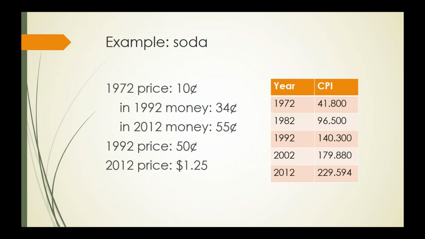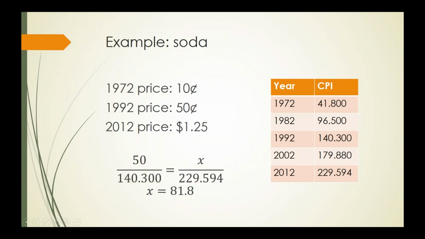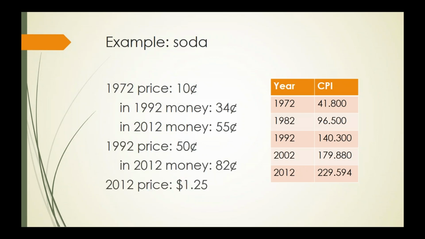Now, you may be tempted to guess that 2012 is higher than 1992 if you compare them, and you may be right, but this is a math class. You always need to back up your guesses with mathematical evidence. So to do this, we can directly compare the 1992 and the 2012 prices. So we take, for example, the 50 cents from 1992, convert it into 2012 dollars, and we get 81.8. So yes, the 1992 price is still, even adjusted for inflation, lower than the 2012 price.